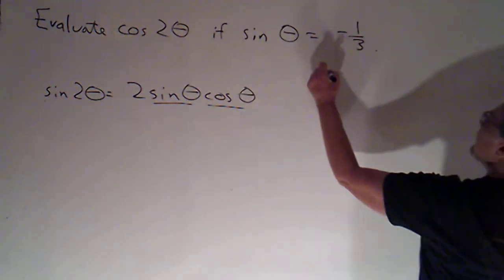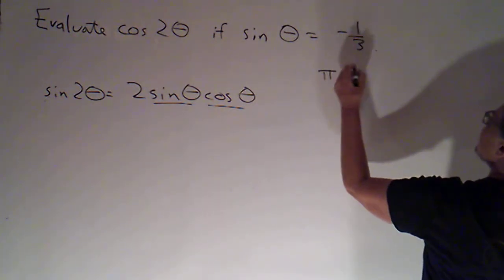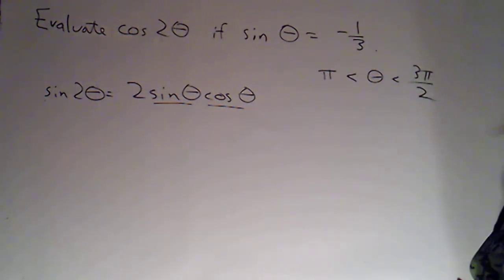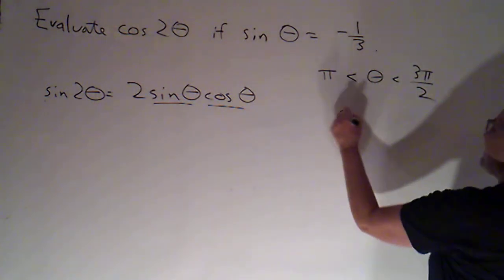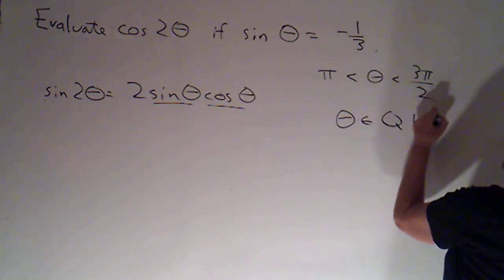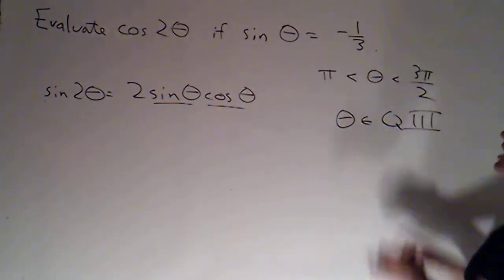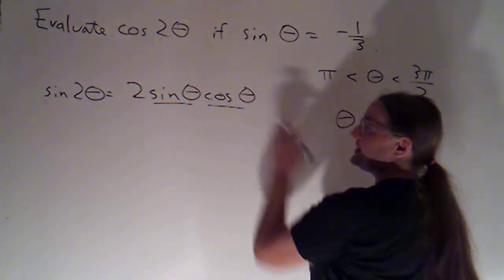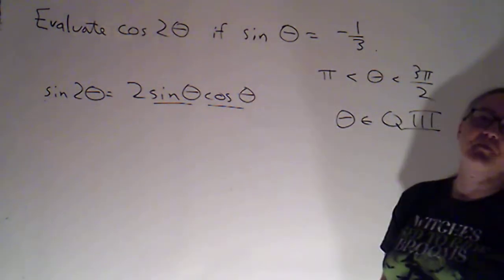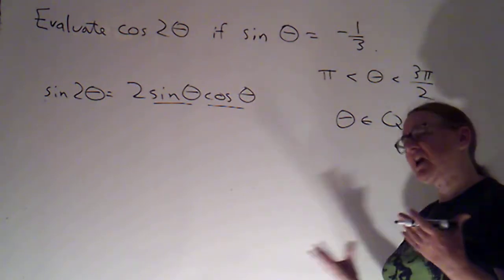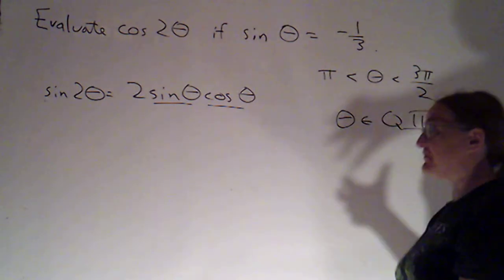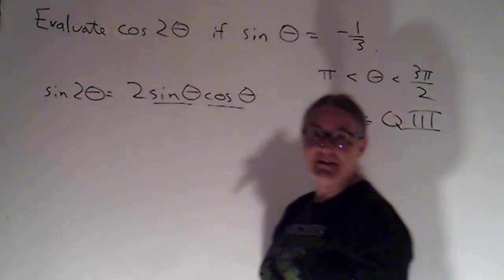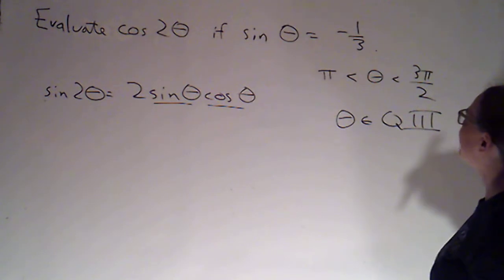So I'm going to say that pi is less than theta is less than 3 pi over 2. That's just a fancy way of saying that theta is going to be in quadrant 3. Okay. With that information, now I can figure out what the cosine of theta is so that I can evaluate sine of 2 theta. Just kind of interesting that we need more information to use the double angle formula for sine than we do to use the double angle formula for cosine.